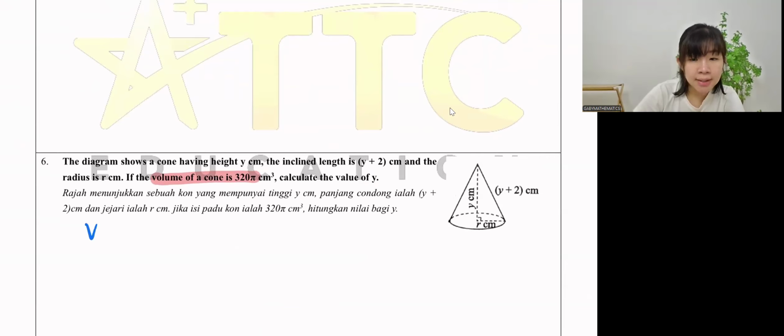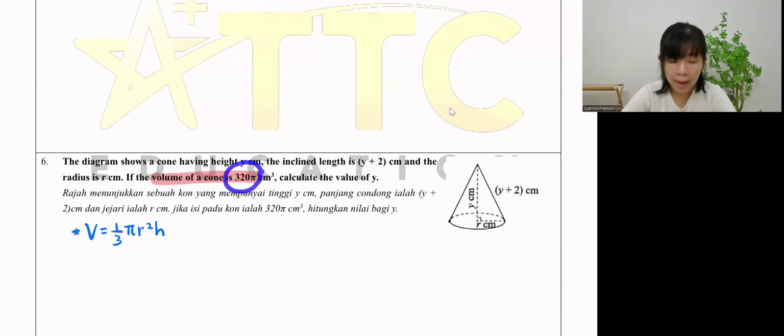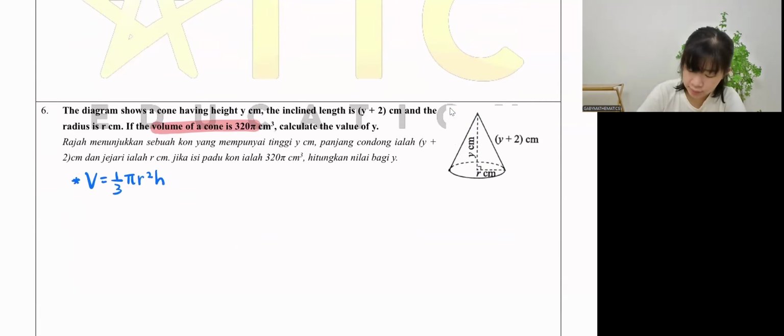Volume of a cone is 1/3. Remember that's 1/3. 1/3 pi r square h. Okay, we need this definitely because they give us volume. Okay, 320 pi, we put here. 1/3 and pi, fix it already. Then r, do we have r? We don't have. And then y, okay, the height is y. Okay, when you have 2 unknown, you cannot find. Okay, we sub everything inside first, then you will realize that there will be 2 unknown.